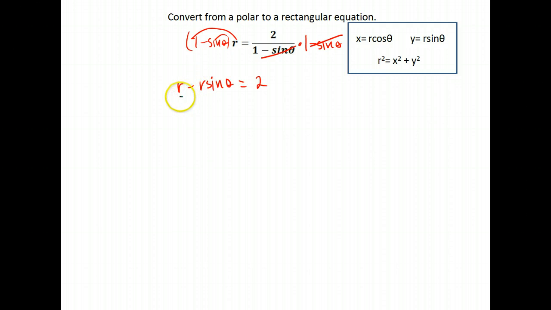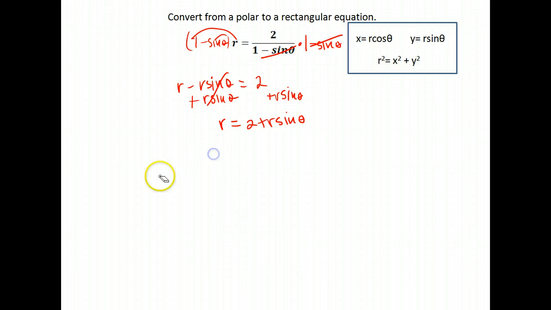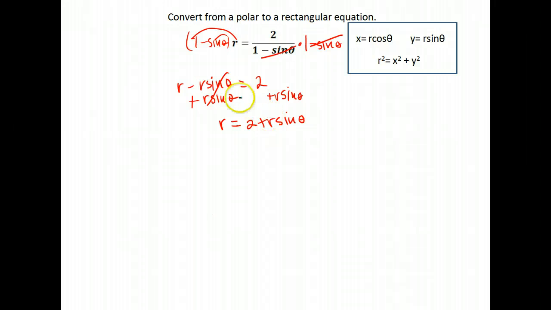is square both sides of the equation. But before we do that, something we want to do is get this r by itself so that we make sure we end up with an r squared over here. So I'm going to go ahead and add r sine theta to both sides so that I can get ready to do my squaring. So that gives me r equals 2 plus r sine theta. Hold on just a second, let me erase wherever that 2 came from, probably from a previous problem. Okay. All right, so now we're all set up and ready to go.